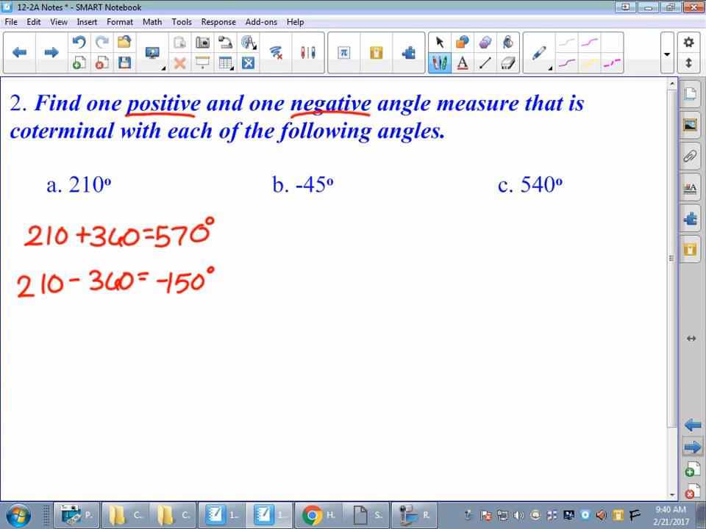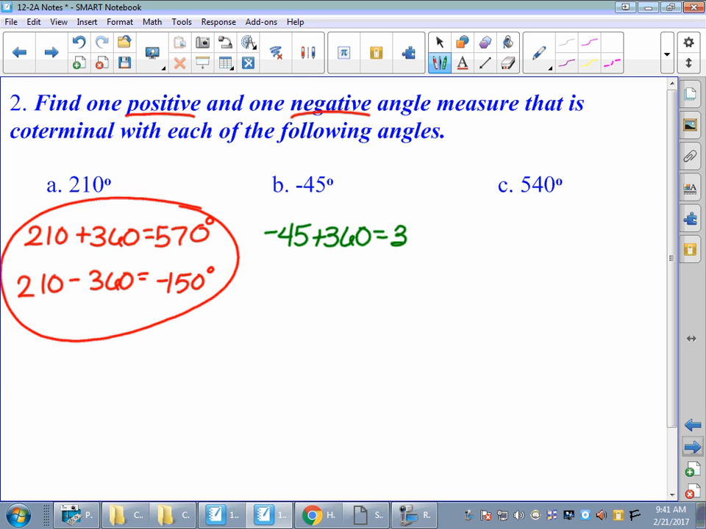Those are the most common. If you really wanted to do it more than that, I would accept those answers. But those are the most common two answers right there. For the negative 45, same thing. I'm going to do negative 45, and I'm going to add 360 to it. And that leaves me with a positive 315 degrees. To get my negative coterminal, I'm going to subtract 360 from it. And I end up with negative 405. And there you have it.